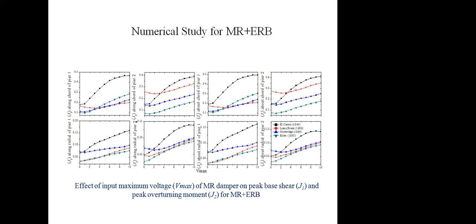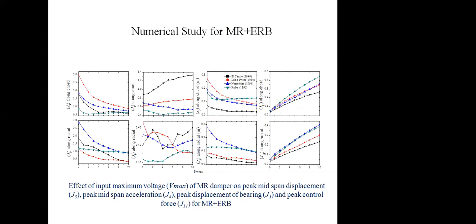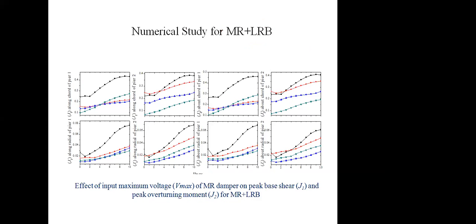Whereas when we combine this MR damper with the elastomeric rubber bearing, it was observed that the MR damper reduces the shear force, but not to the extent achieved when only using the elastomeric rubber bearing. But it also reduces the displacement. It does displacement control of the bridge also. Here is MR plus ERB. Then I also did the study for MR plus lead rubber bearing, and MR plus friction pendulum system.